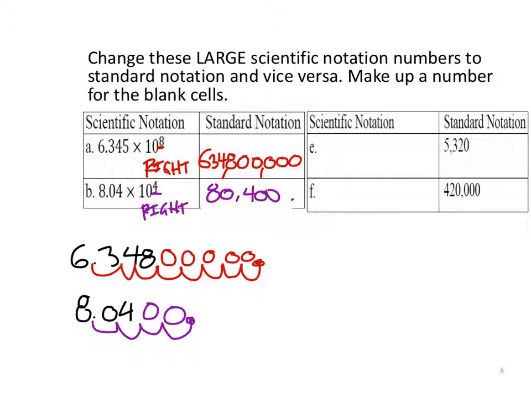Next up, we got this standard notation at 5,320, but we want this in scientific notation. Looking back at what we remember from scientific notation on that last slide, the decimal has to come after or to the right of the first non-zero number. So this means that the 5 will need to be in the ones position, and the decimal will come after that 5.